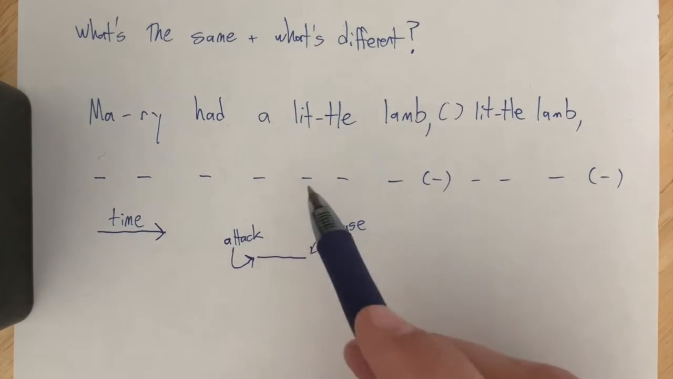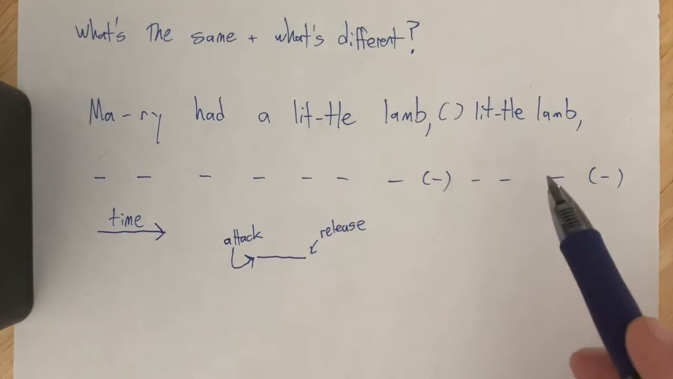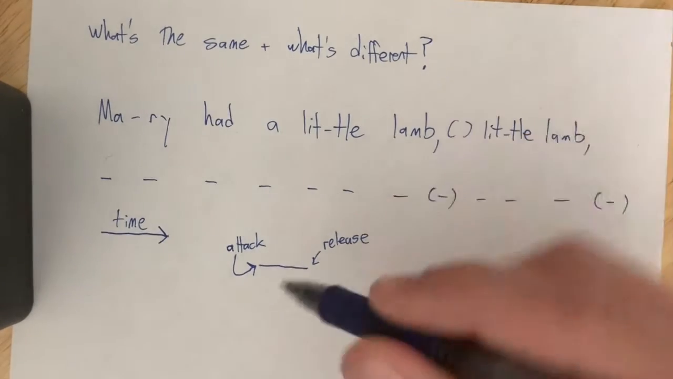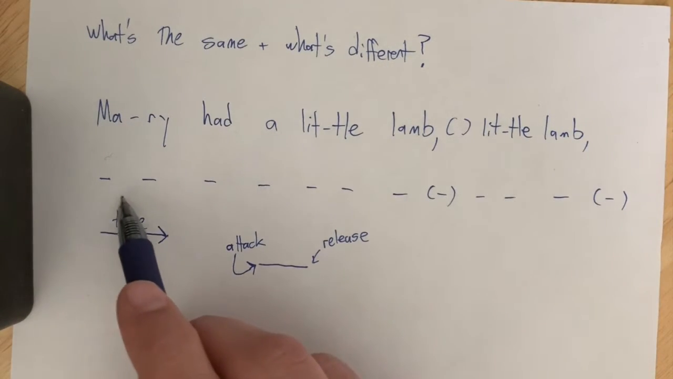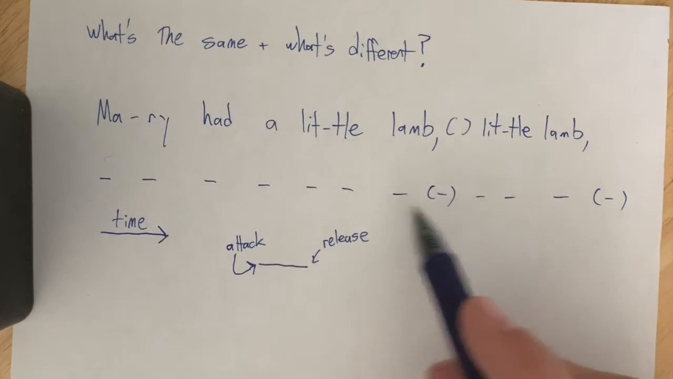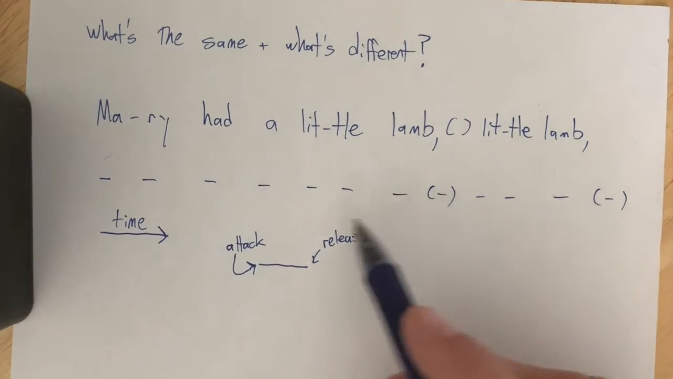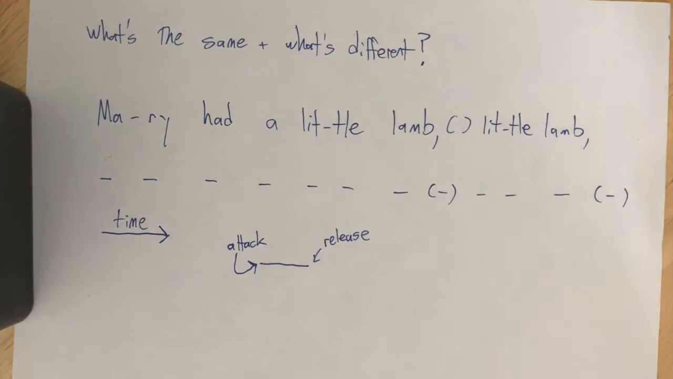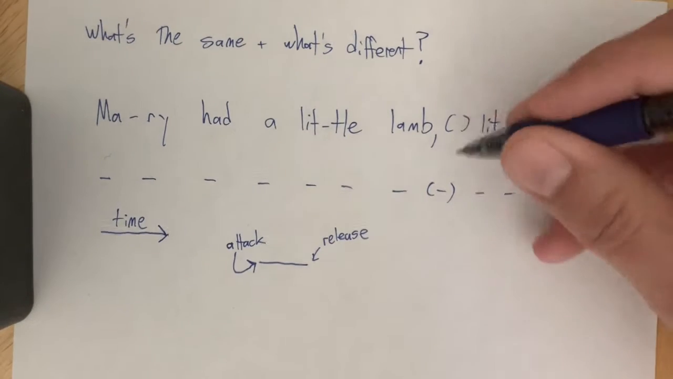Mary had a little lamb, little lamb, little lamb. So what's the same and what's different? One thing we've already figured out that we have the same and different are we have all these equal time points, equal rhythms, equal beats, but then what's different is some of them have notes on them and some of them have rests.